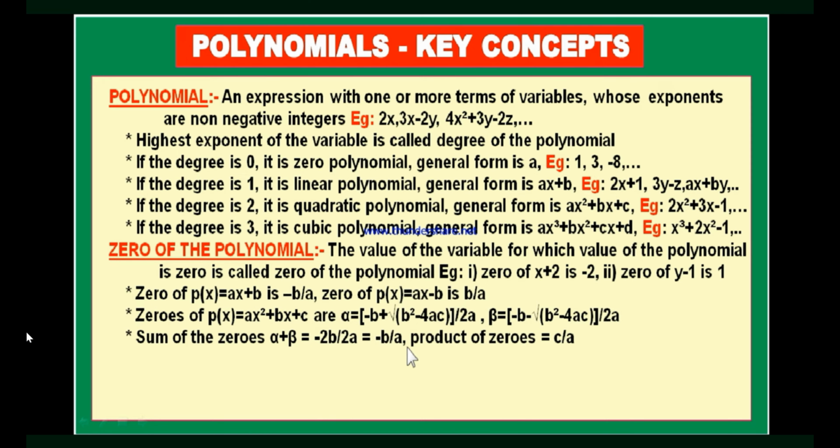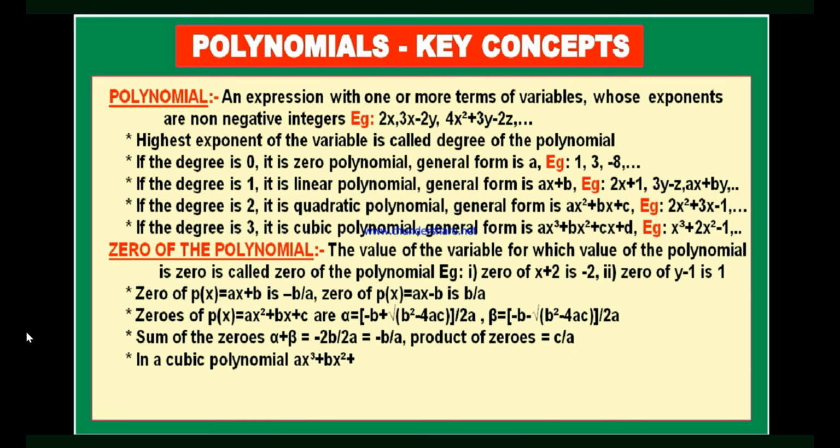What is b and what is a and what is c and what is a? A is nothing but the coefficient of x square, b is the coefficient of x, and c is the constant term. Then the sum of the zeros alpha plus beta is minus b by a, meaning minus of x coefficient by x square coefficient. And the product of the zeros is c by a, that is constant term by coefficient of x square. This is the product of the zeros.